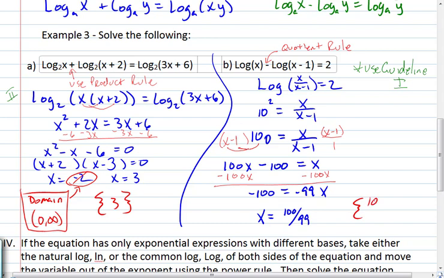If it causes one of these logs, either one, to be undefined, you have to go back to the original problem to check. If it causes one of those to be undefined, then there's no solution. And no solution is a perfectly acceptable answer if that's what happens.